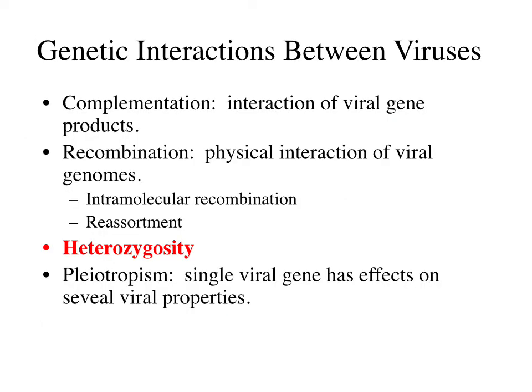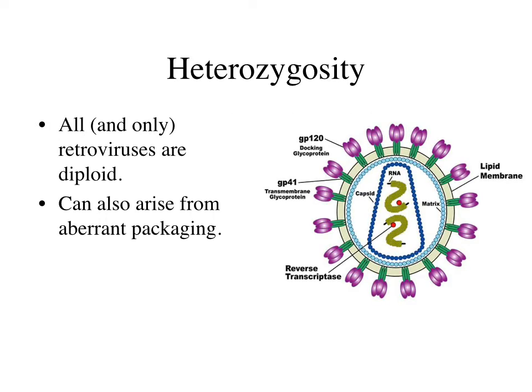Okay, the next type of genetic interaction would be heterozygosity. Human immunodeficiency virus, like all retroviruses, is diploid. Each viral particle contains 2 RNA strands of positive polarity, each full length and potentially able to replicate. No other virus families, RNA or DNA, are diploid. Typically, both RNA strands in a retroviral particle derive from the same parent provirus.